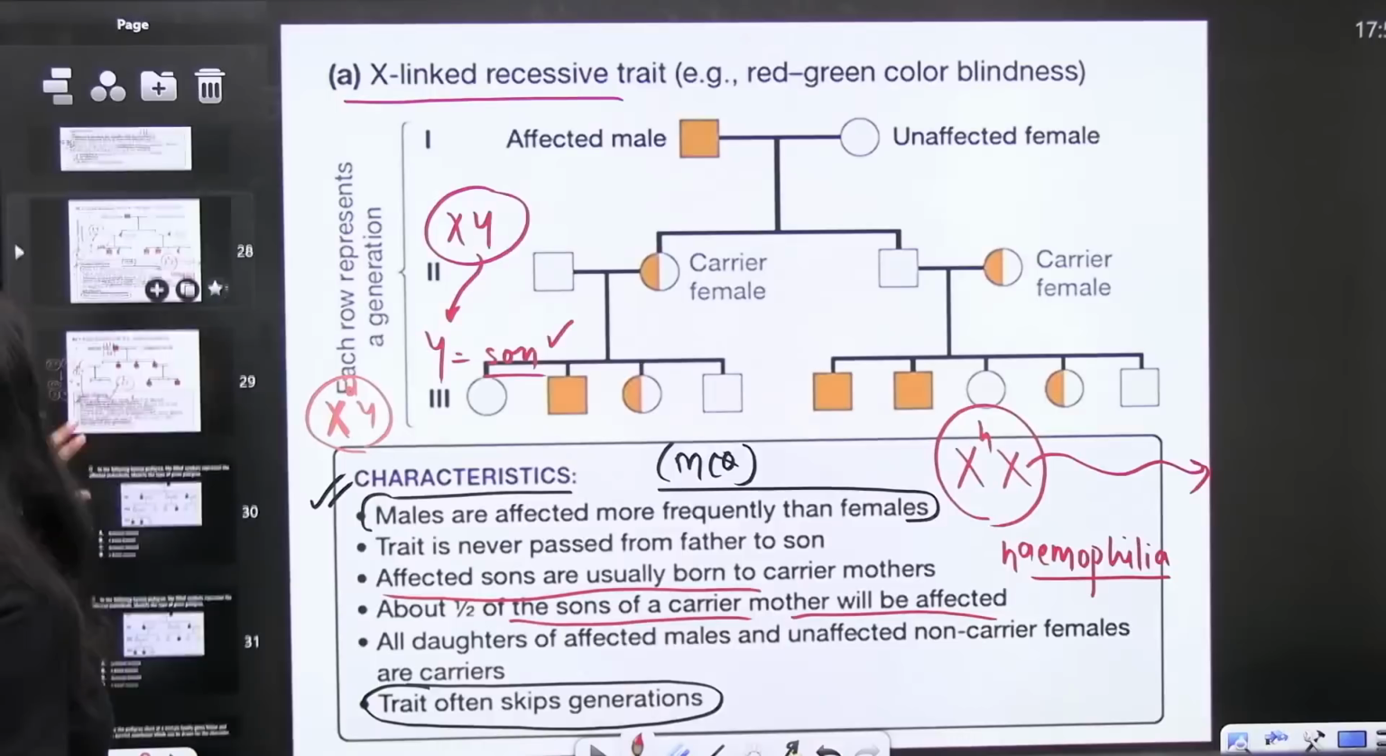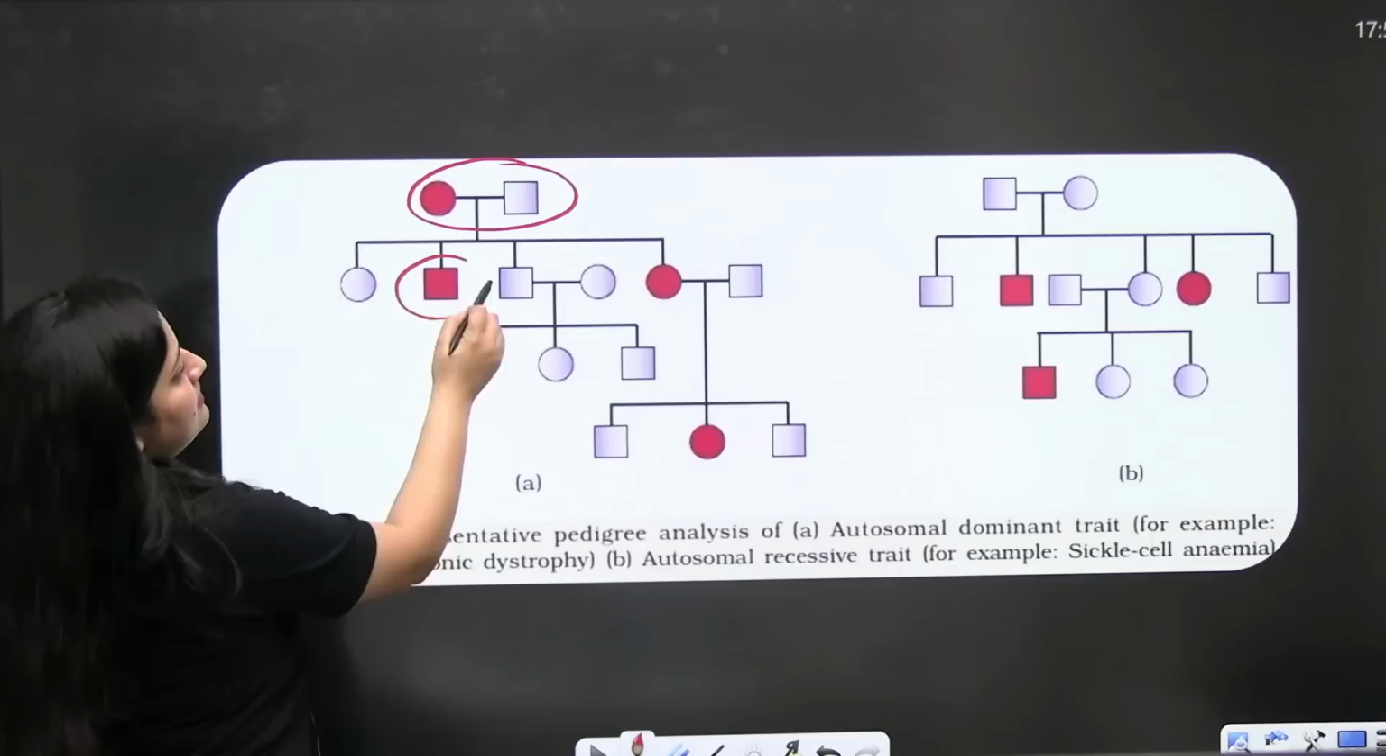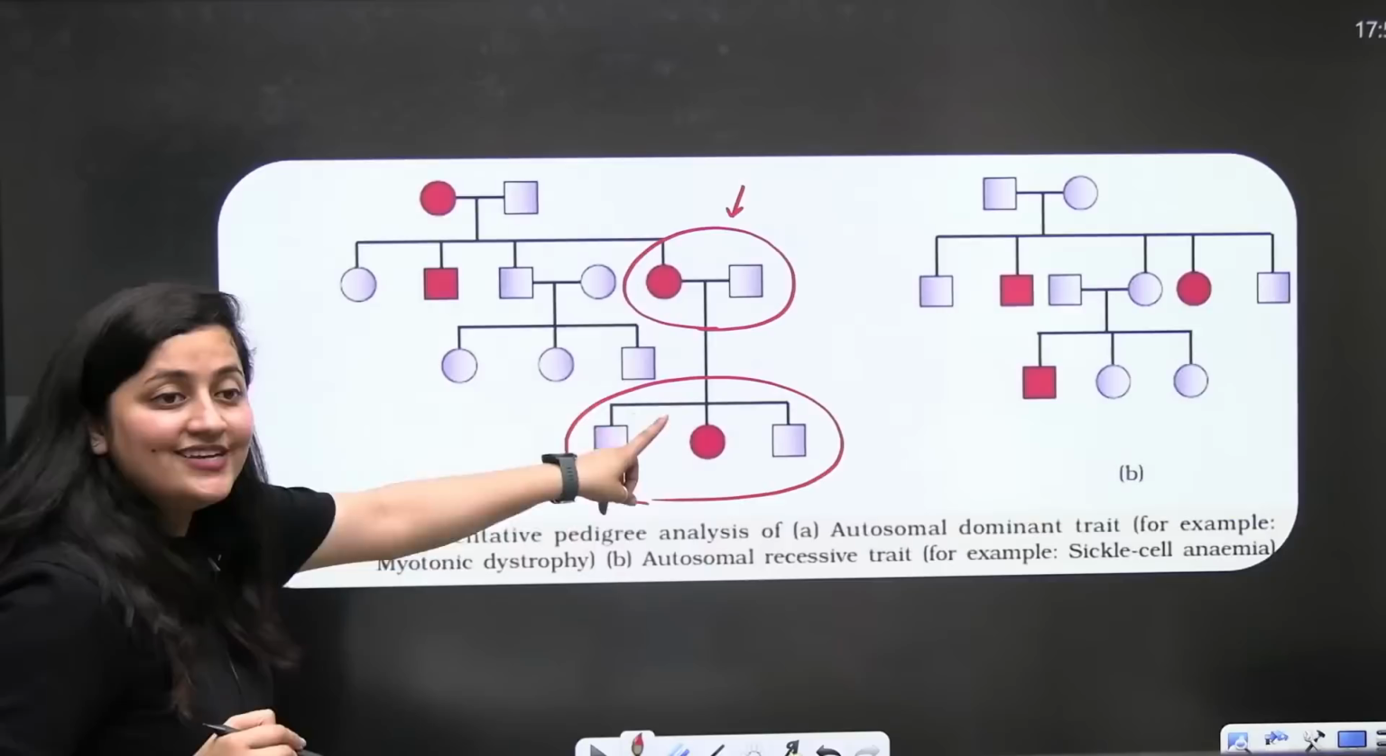Now come to this part from NCERT. Although it is written here, you can still check. See, the mother is affected. In the next generation, son and daughter are affected. The daughter is affected, and she is getting married to a normal man, but still in the next generation they will find this trait. So you can say that the generation is not skipped. This is how you need to check the pedigree chart.